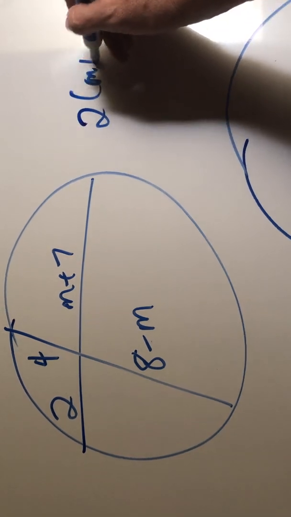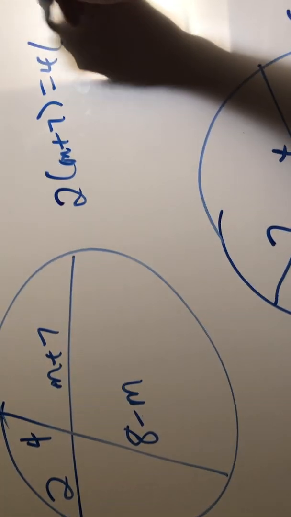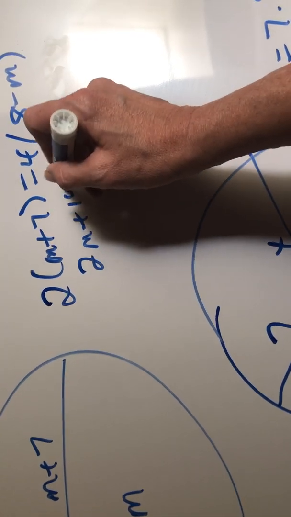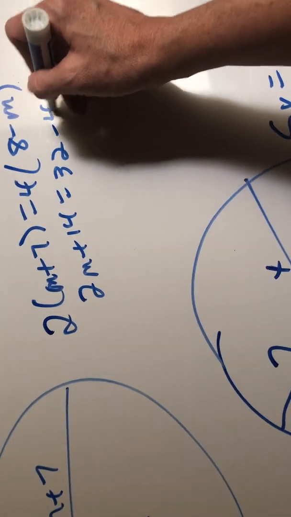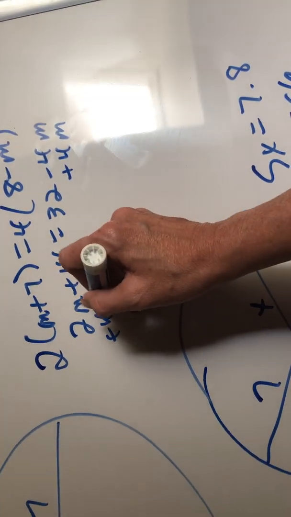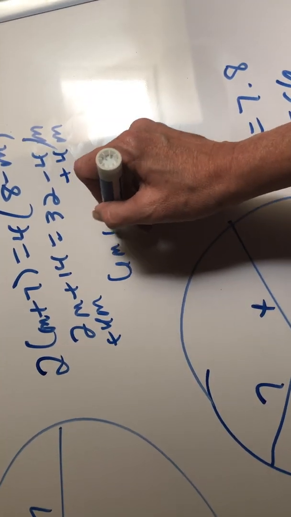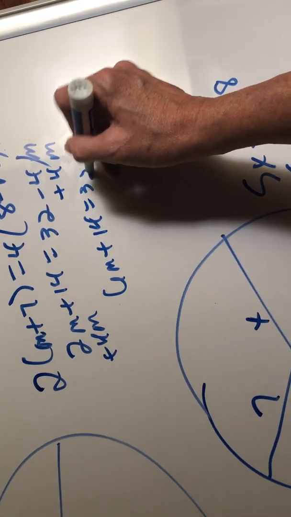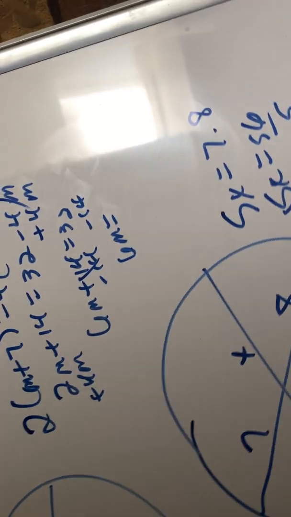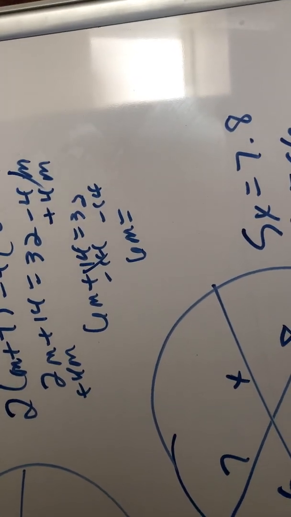So it'd be 2 times m plus 7 equals 4 times 8 minus m. And then 2m plus 14 equals 32 minus 4m. And then add 4m. So 6m plus 14 equals 32. Subtract 14. So y'all should actually be ahead of me on that one.